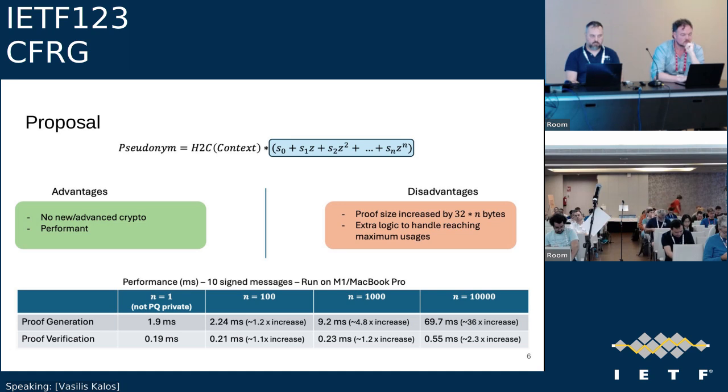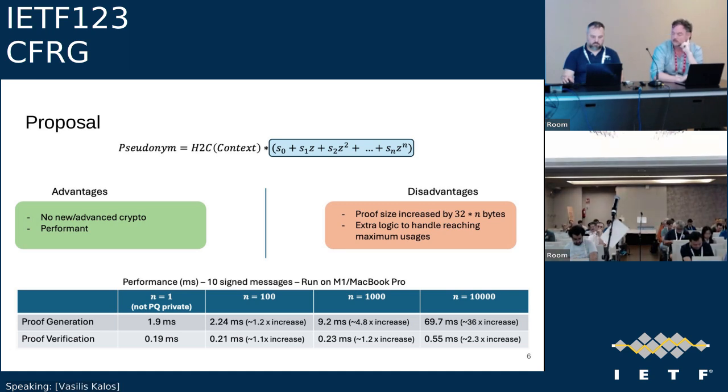You can see here that for proof verification, it doesn't make that much difference, even for large values of n. For proof generation, if n gets to the 10,000 scale, it does make a difference, but this still seems performant enough for most use cases. But this is where we need some feedback, either from the room or on the list or the GitHub page.